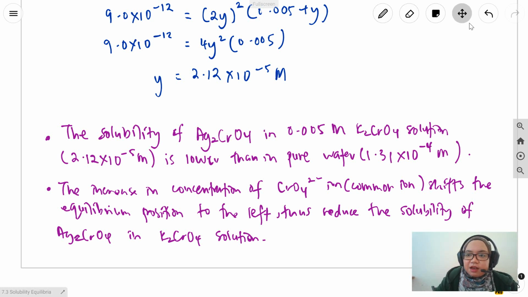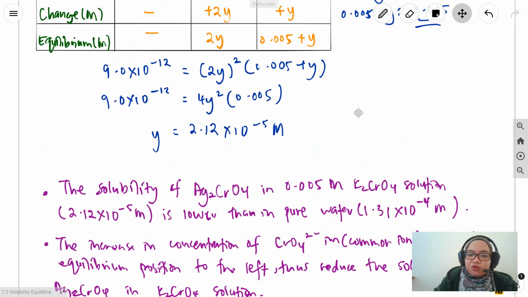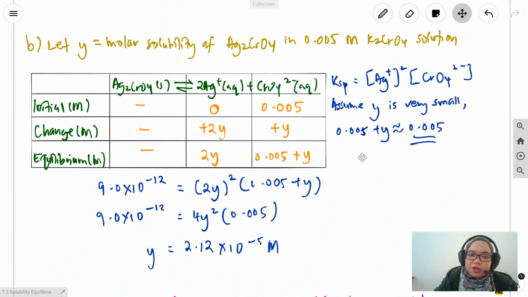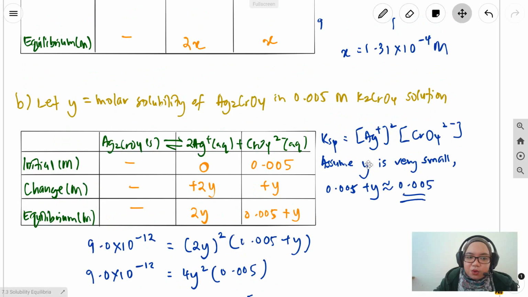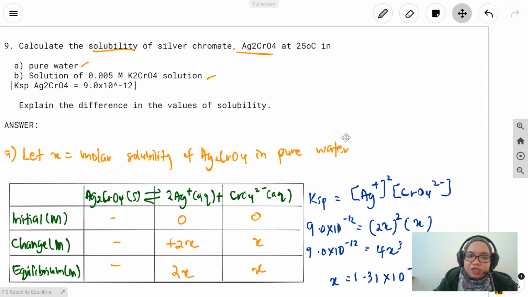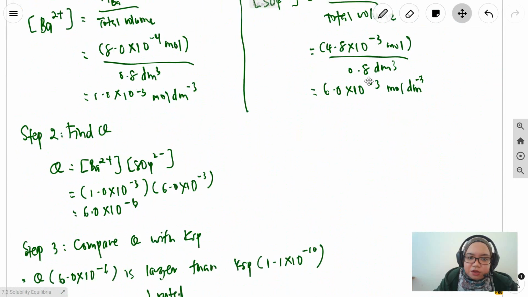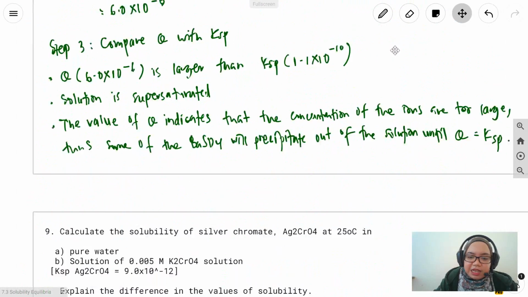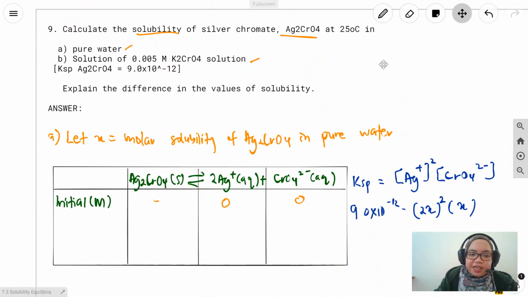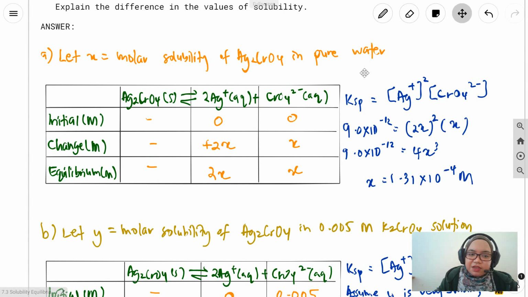We have go through question number 9, how to answer question number 9, question number 8, question number 7, question number 6 and question number 5. So remember, okay, untuk question number 9 ni, especially untuk common ion effect ni, first just cari dia punya solubility dia, molar solubility dia. Okay, dalam pure water dengan dalam solution.